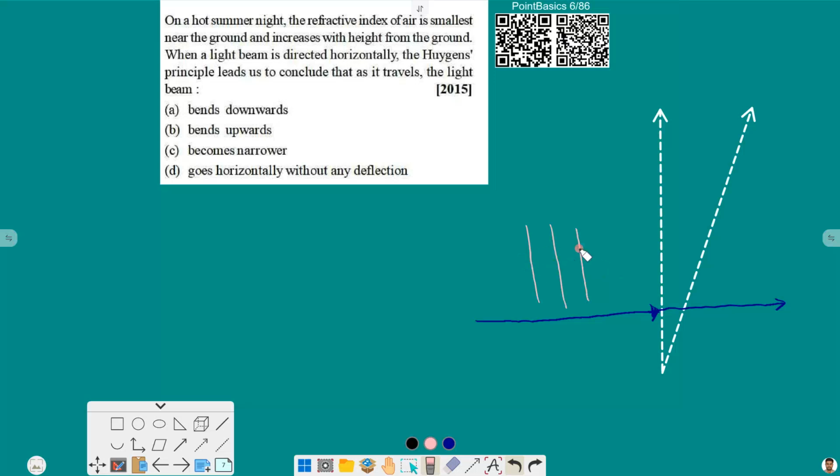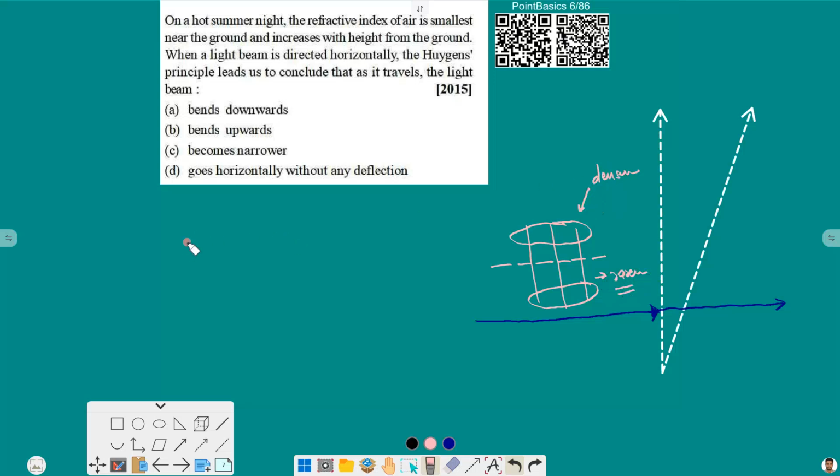Now, for this wavefront of light, suppose this is its center. For the lower part, the refractive index will be less, and for the higher part of this wavefront, the refractive index will be higher. So it's like here we have a denser medium, and here we have a rarer medium. On the lower side we have a rarer medium, and on the higher side we have a denser medium.